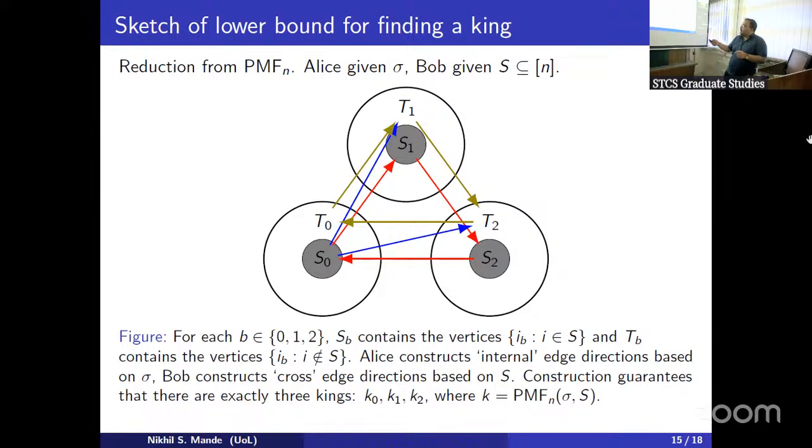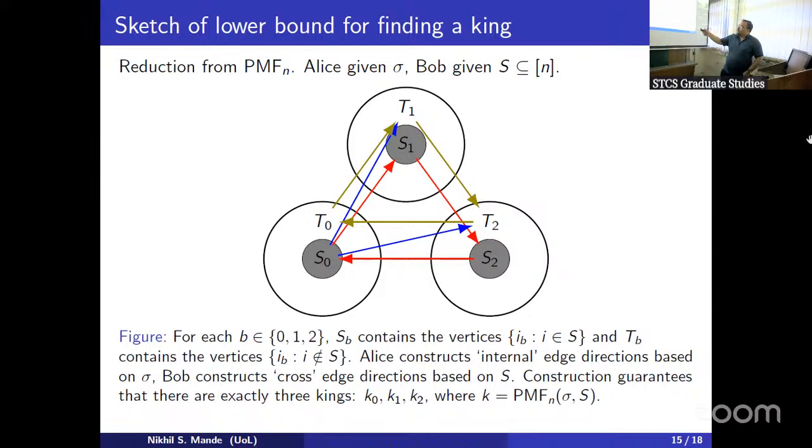So if they can find a king, so they've either found this king or this king or this king, but regardless, the label of that king is actually the answer of PMF on sigma comma S. So all 3 kings will have the same label. So if they can find a king here, they've solved PMF. And this reduction used zero communication, it was all local.